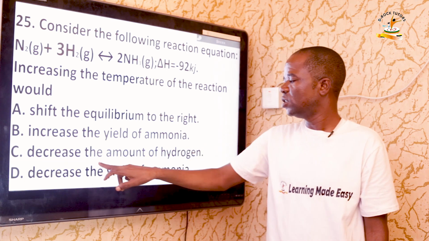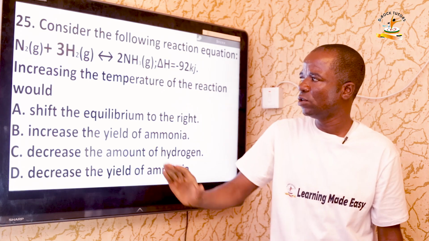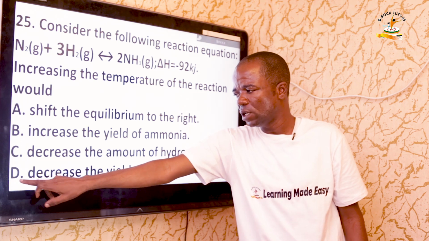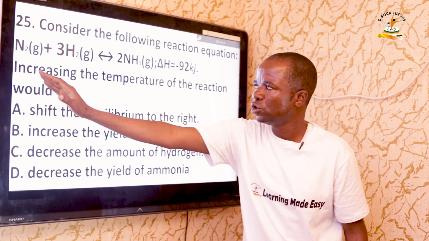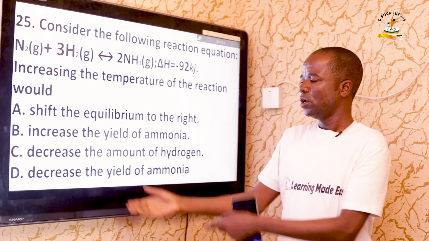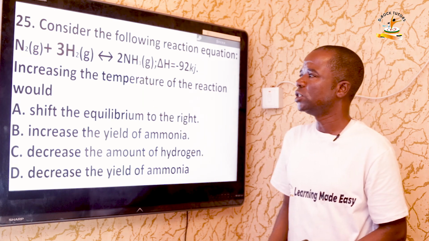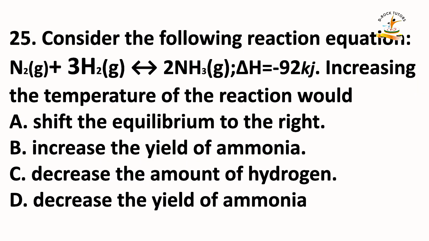Option C, decrease the amount of hydrogen. Hydrogen is on the left-hand side and the equilibrium is shifted to the left-hand side, so that will increase, not decrease. So the correct option is D, decrease the yield of ammonia, obviously, because the equilibrium is shifting to the left-hand side, so it will reduce the amount of ammonia that is produced. It will not favor the product, which is ammonia, it will favor the formation of the reactant, which is on the left-hand side. So the correct option is D.